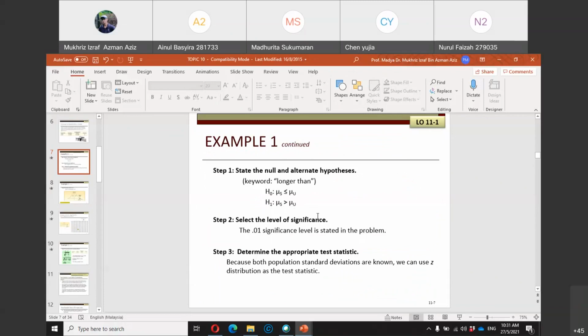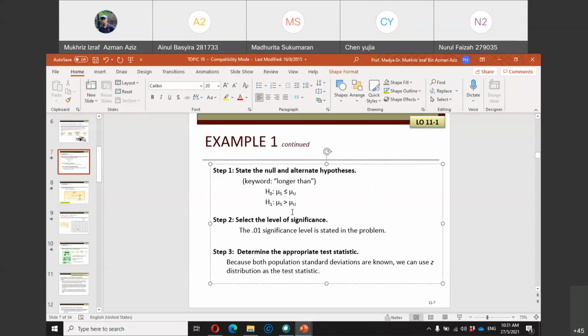Whatever you answer, always go back to your H1. If you reject H0, it means you can support the statement. If you do not reject H0, it means you cannot support the statement. So either way, you need to refer back to chapter 8, whether you include the word not or remove the word not in your statement number 3.